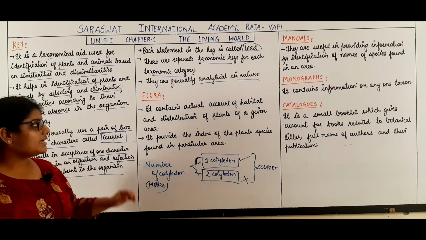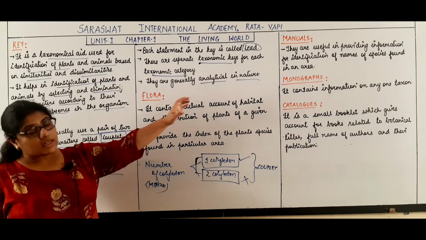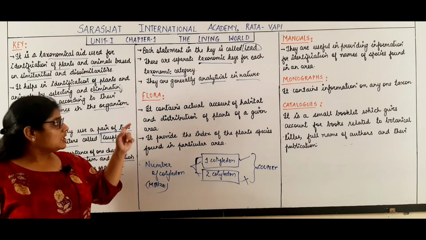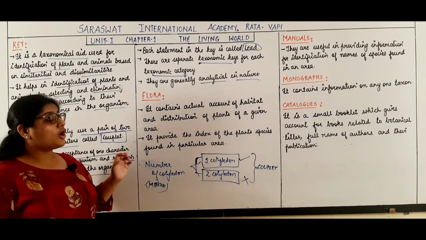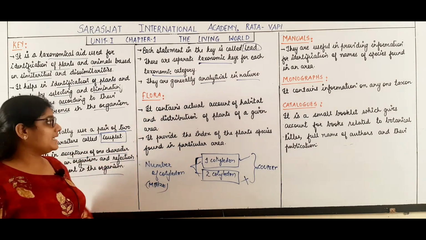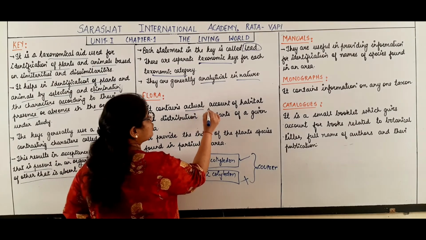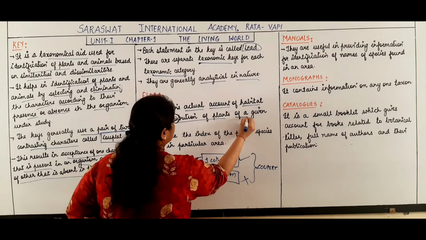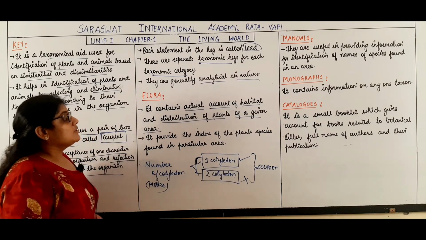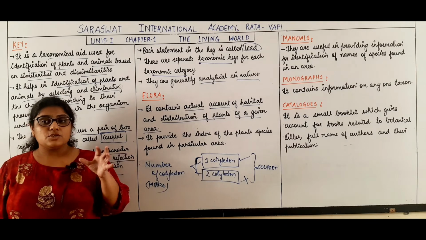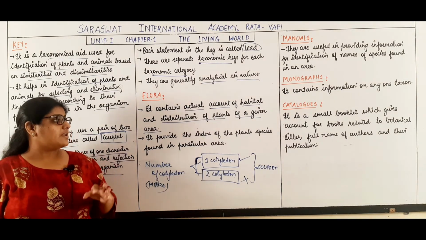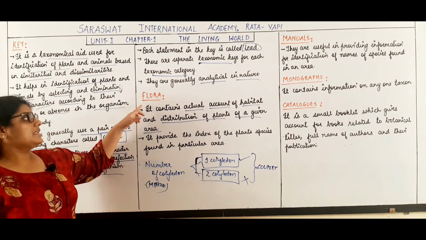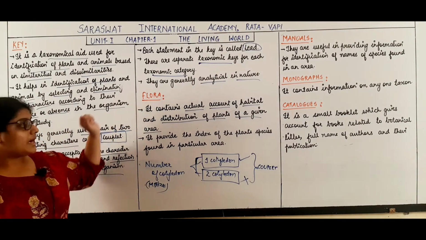It is called as a lead. Now the final taxonomical aids are flora, manuals, monograph and catalog. So first of all, flora. What information does the flora provide? It contains the actual account of habitat and distribution of plants of a given area. It takes into account a particular habitat and which type of plants are present in that particular habitat. That information is provided by flora.